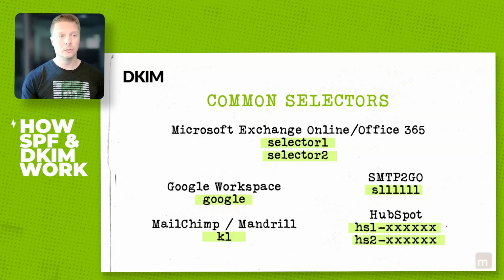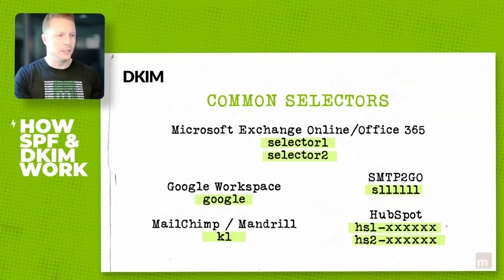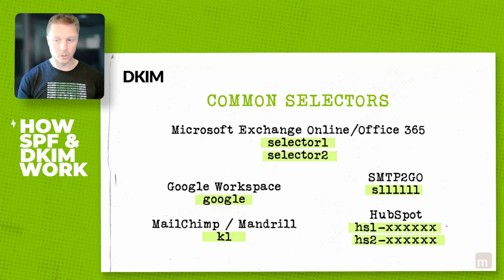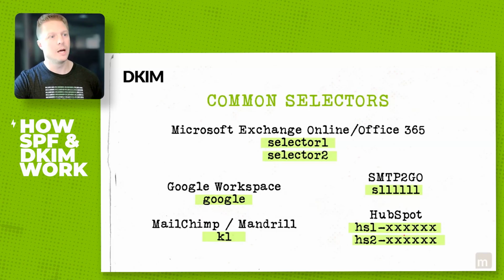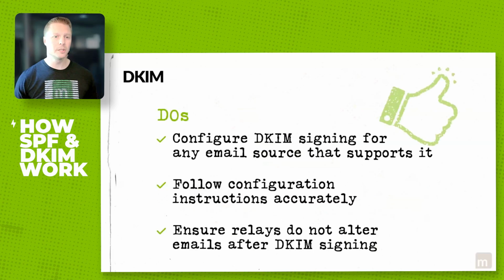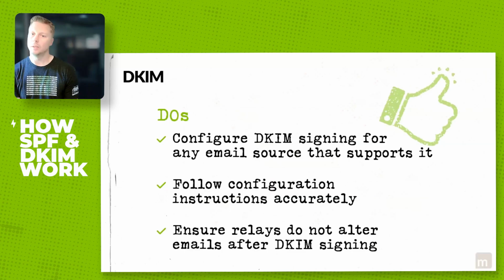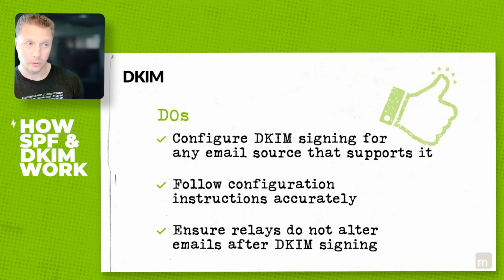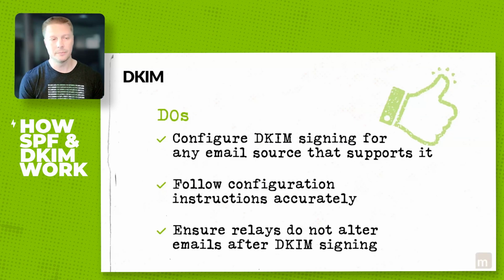HubSpot is going to give you, through their interface, a custom DKIM record for your domain, for your instance in HubSpot. So this is a good example that it's not always going to be just a common selector. Sometimes it's going to be a custom one provided to you by that provider. So what are some of the do's for DKIM? Number one, make sure you're configuring it for any email source that supports it. Not all of them do, but if they do, you absolutely want to put that in place.